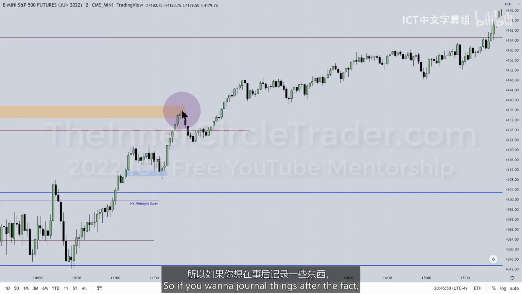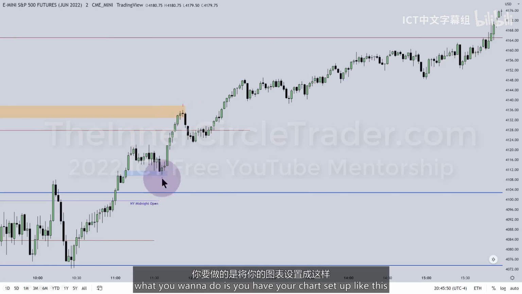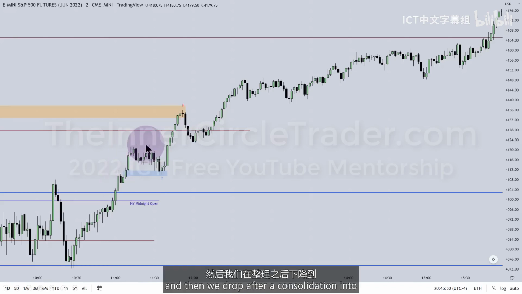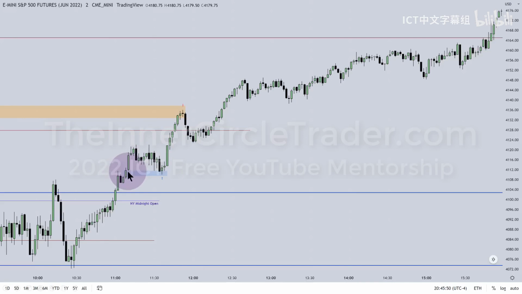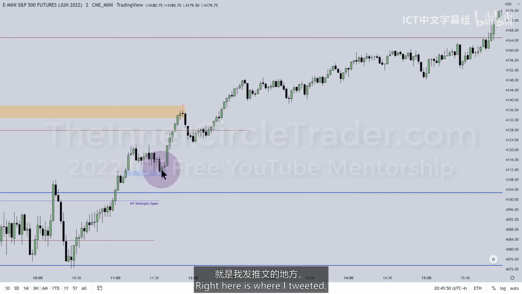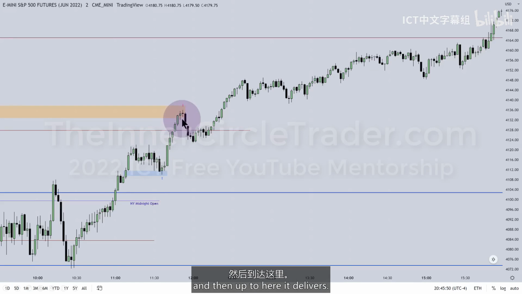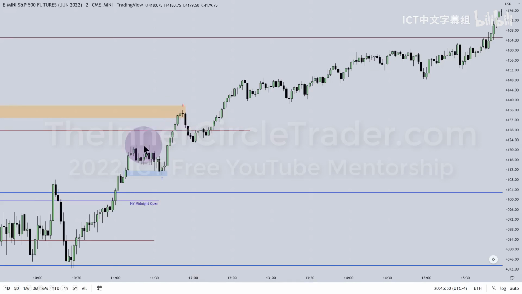So if you want to journal things after the fact, what you want to do is you have your chart set up like this, and you have an order block, the down close candle prior to this move up here, and then we drop after a consolidation into the fair value gap right there. Right here is where I tweeted. Look at this fair value gap. So price was here. That was the moment of the tweet, and then up to here it delivers.